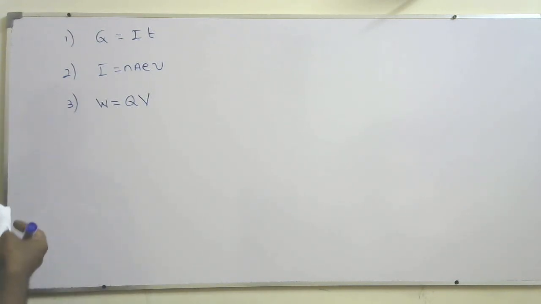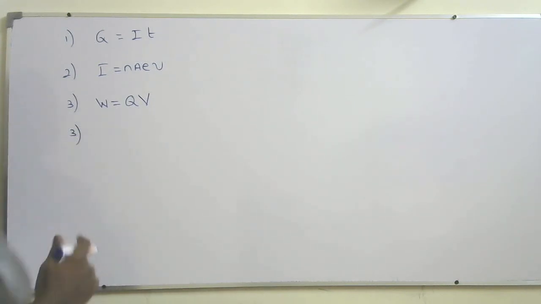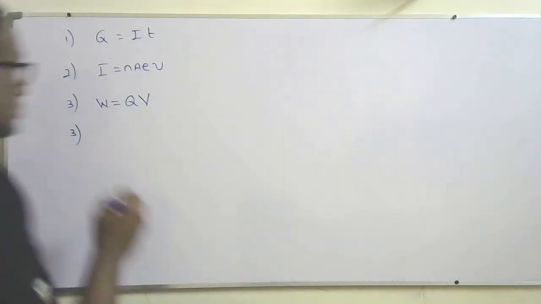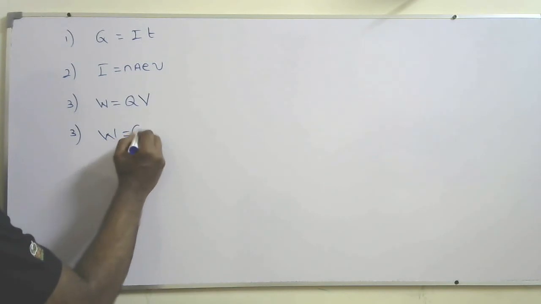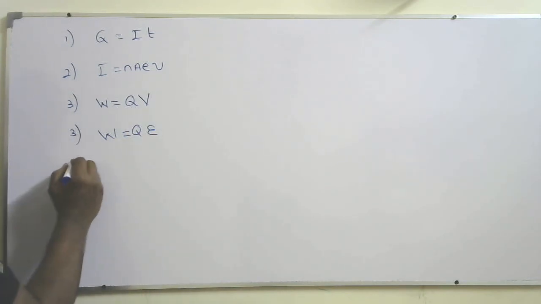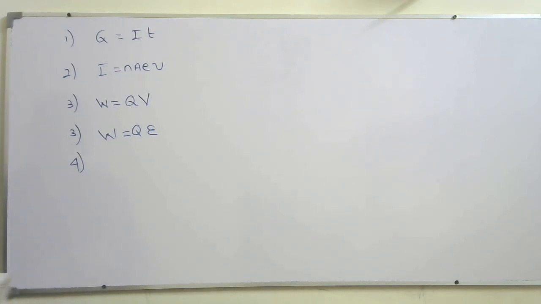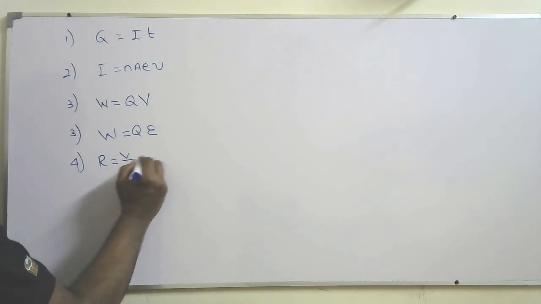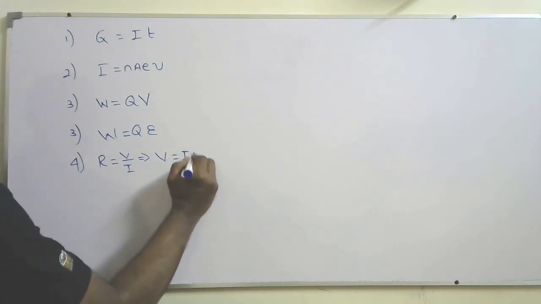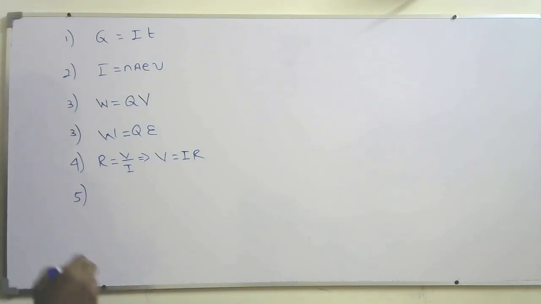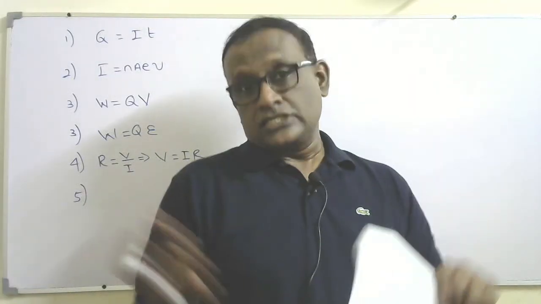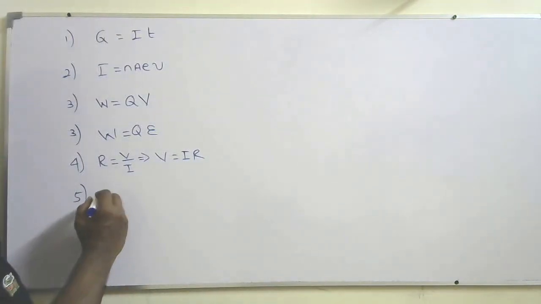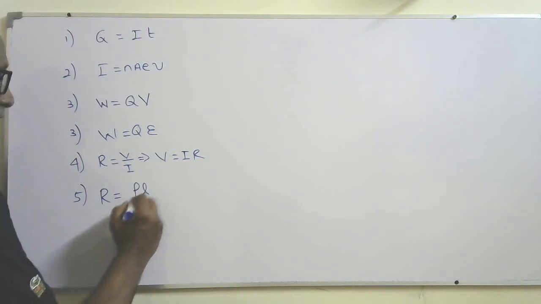Then we learned about electromotive force. That's the total work done by the power supply in moving one coulomb charge through one complete circuit. So that is given by W equal Q times EMF. Then we learned about resistance of a component, R equal V over I. From that we got V equal IR. Then the resistance of a wire depends on the properties of the wire, length and area of cross section. So resistance of a wire is given by R equal rho L over A.